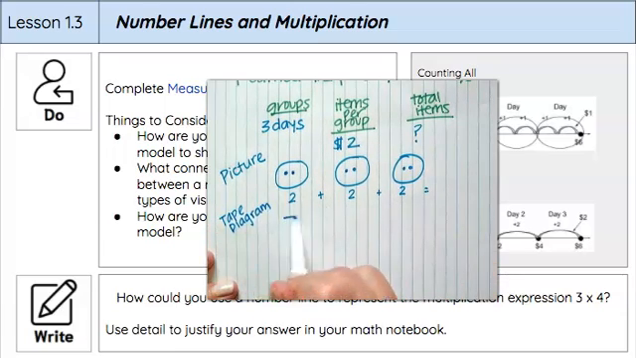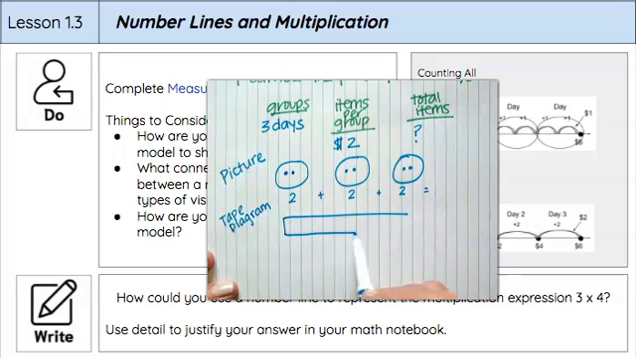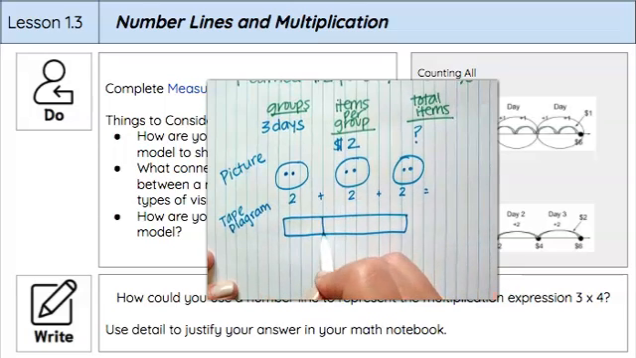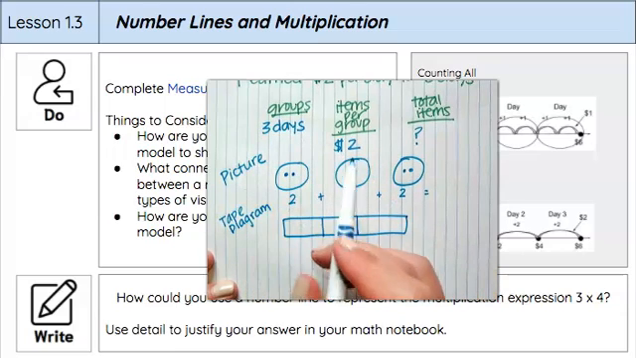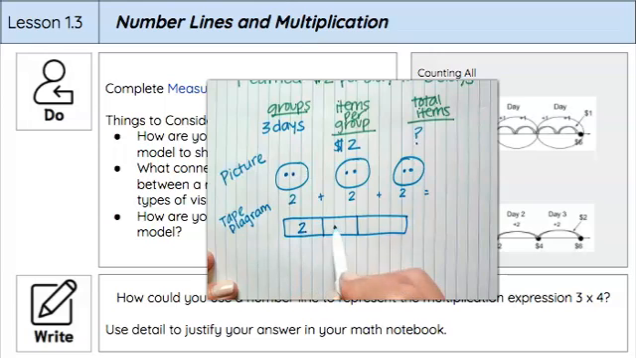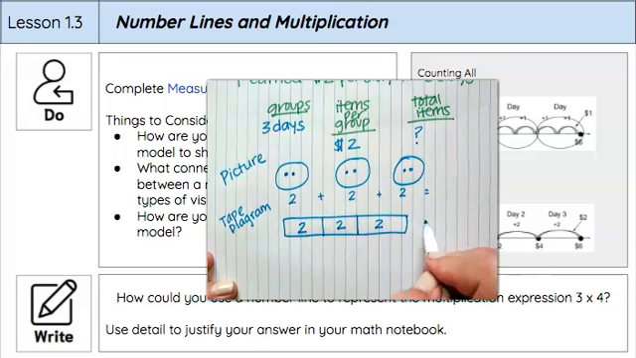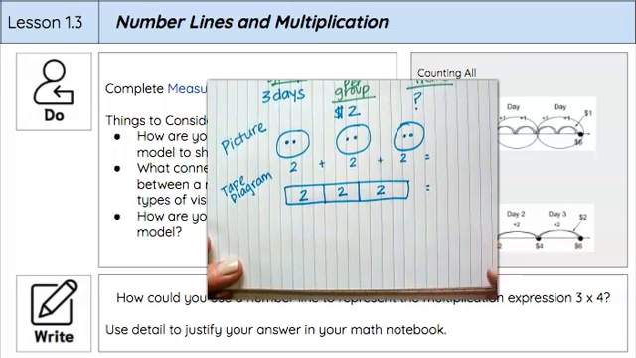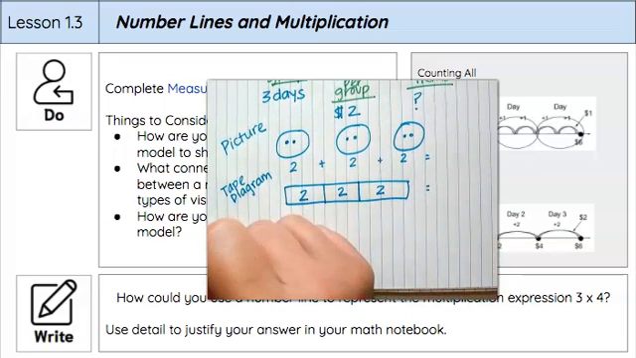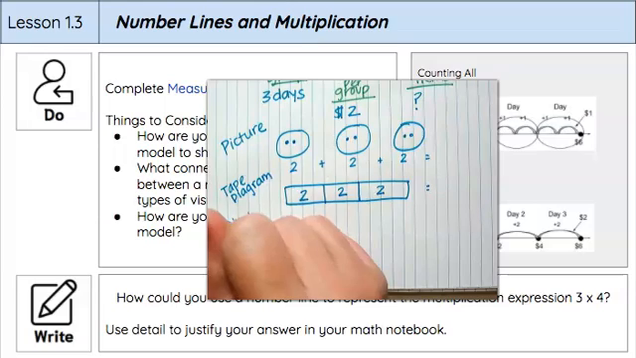And in my tape diagram, I have 3 groups, and within each group I have 2. So again, it's 2 plus 2 plus 2, or 3 times 2. And then my last way I'm going to represent this is using a number line, which is what we're going to focus on today.